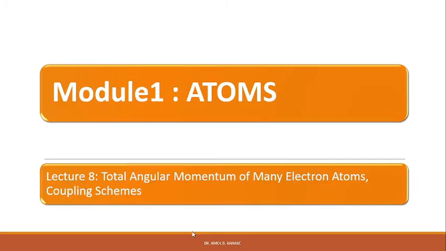In the previous lecture, we have studied the orbital and spin angular momenta for single electron atoms. Based on that, we have studied the fine structure of hydrogen atom. We saw that the coupling between the orbital and spin angular momenta for an electron gives rise to the total angular momenta, which results in the splitting in the energy levels. In this lecture, we will study the total angular momentum of many electron atoms and coupling schemes.